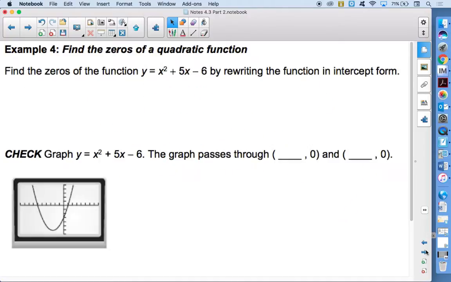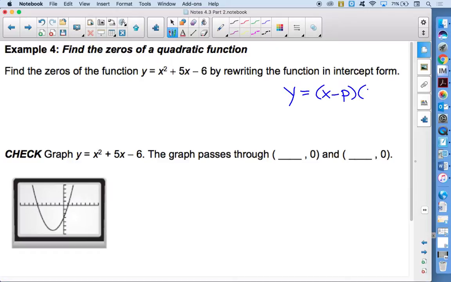So the second problem, again, pretty straightforward. It just changes the word. So it says find the zeros of the quadratic function by writing it in intercept form. Intercept form is that x minus p, x minus q form. Intercept form is the same thing as factoring. So all these terms mean the same thing. We're just using different words to represent what we're trying to find.